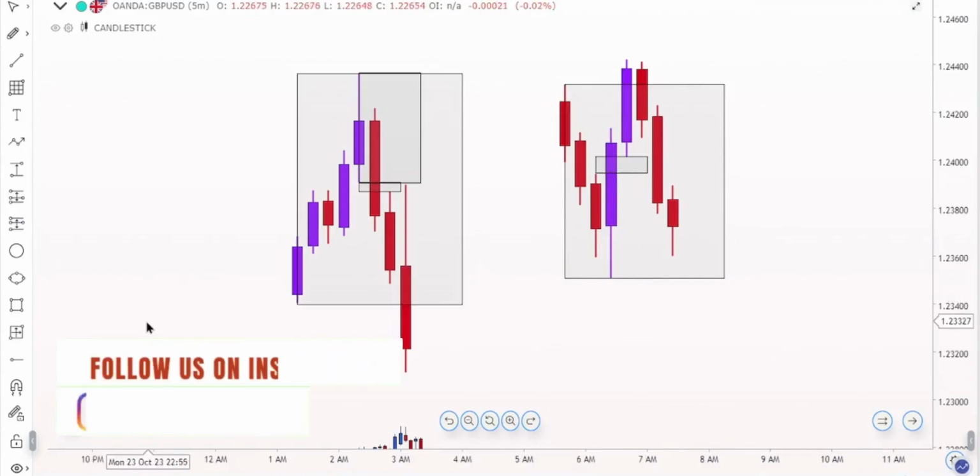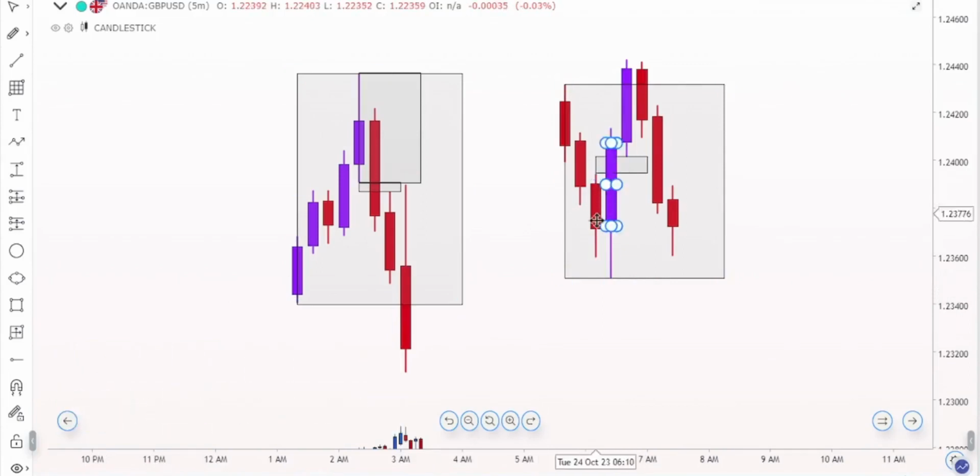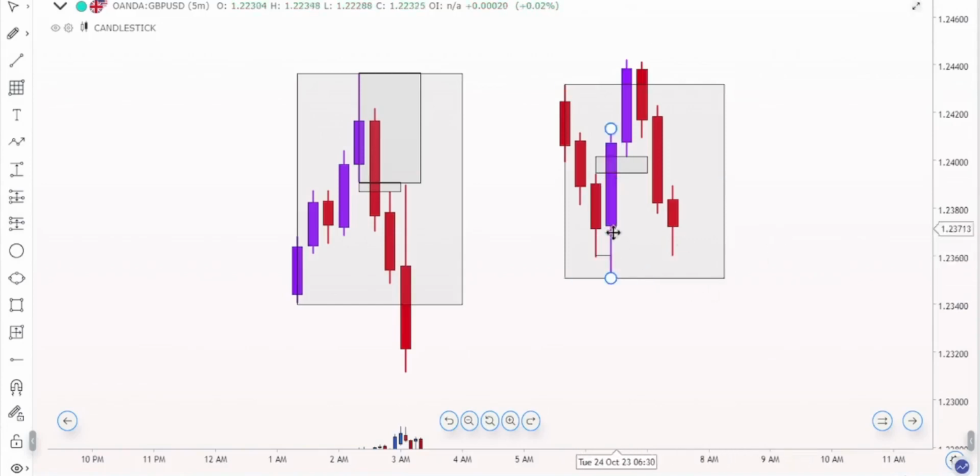Let me first of all show you the OB here. A lot of us will think that this is the OB. This is not your valid OB. Now, take a look at what happened here. Take a look at this candle's low and this candle's high. Can you see? This candle's wick swept the liquidity that was resting below this previous candle's low. Can you see that? When it swept that liquidity, this becomes your high probability OB or valid OB.